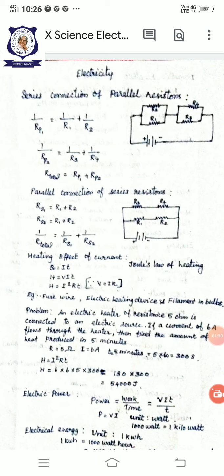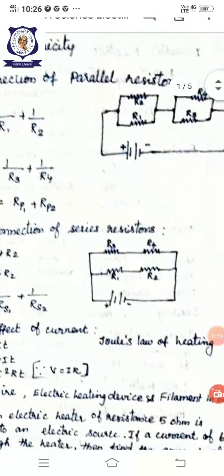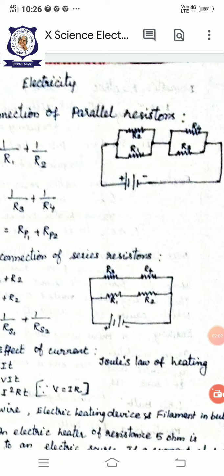Now, if resistors in parallel connection are again connected in series connection, what is the effective resistance? Let us see in the diagram. There are four resistors R1, R2, R3 and R4. R1 and R2 are connected in parallel and R3, R4 are connected in parallel, but the two groups are connected in series.